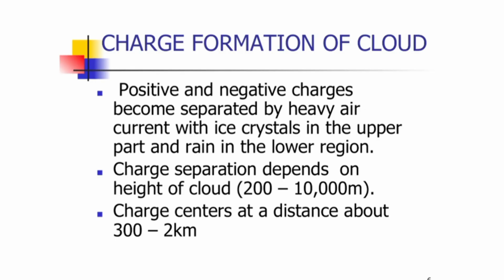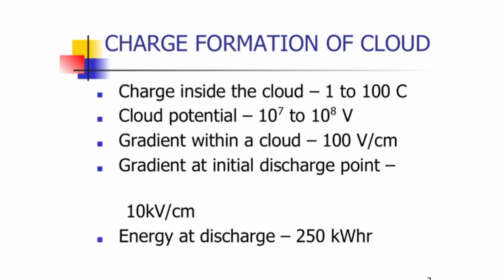Whenever the charge density reaches 10 kilovolt per centimeter, the cloud starts to discharge to the ground or a nearby cloud. The charge inside the cloud will be around 1 to 100 coulombs, and the potential will be 10 power 7 to 10 power 8 volt. As I said previously, if the discharge happens only when 10 kilovolt per centimeter is reached, then the energy discharged is 250 kilowatt hours. That much energy will be discharged from the cloud.